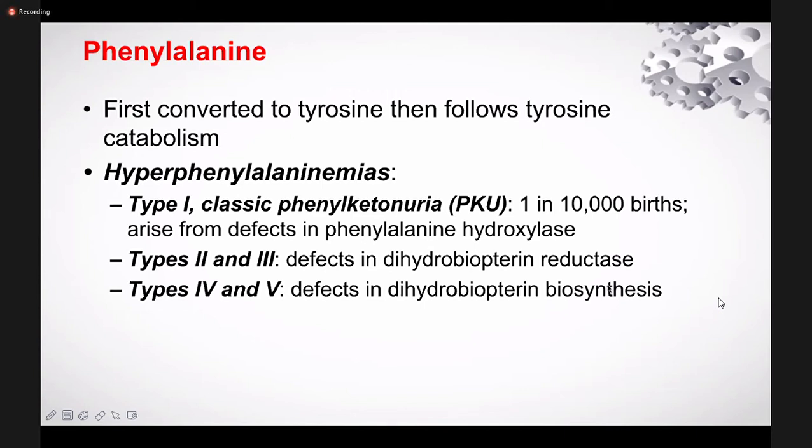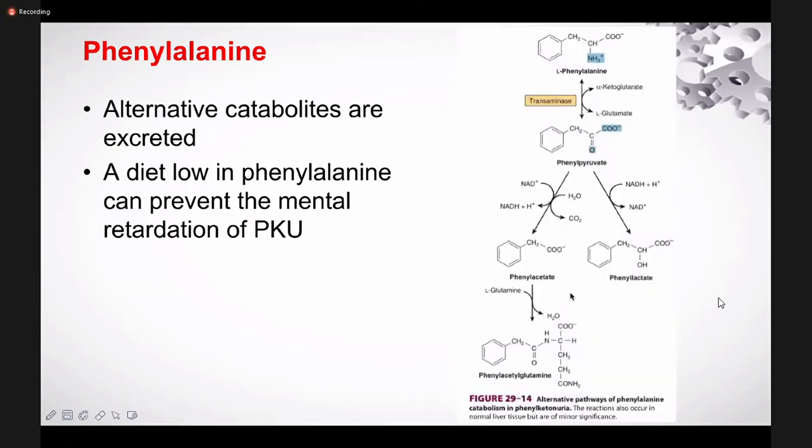If there are defects, alternative catabolites will be excreted. Treatment should be a diet low in phenylalanine so that this can prevent mental retardation. So that's it, diet modification is also important.